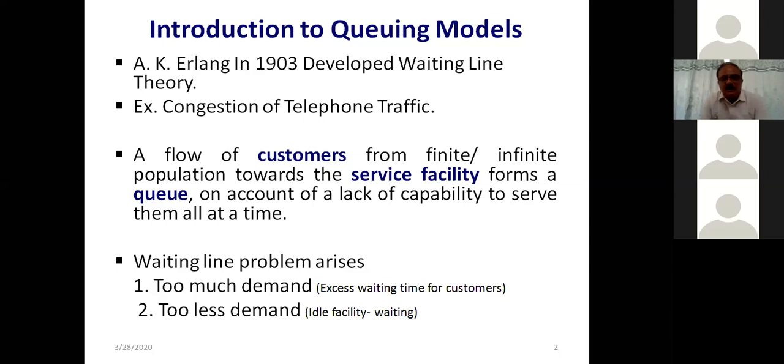So waiting line problems arise because of too much demand or too little demand. Too little demand happens when the customers are fewer and the facilities are more, and in that case the servers are in an idle state. So in this context, a queuing system is one which consists of customers and servers, and because of the imbalance of arrivals and servers, there is a chance of formation of a queue. Hence, the queuing model consists of customers, servers, and queue.